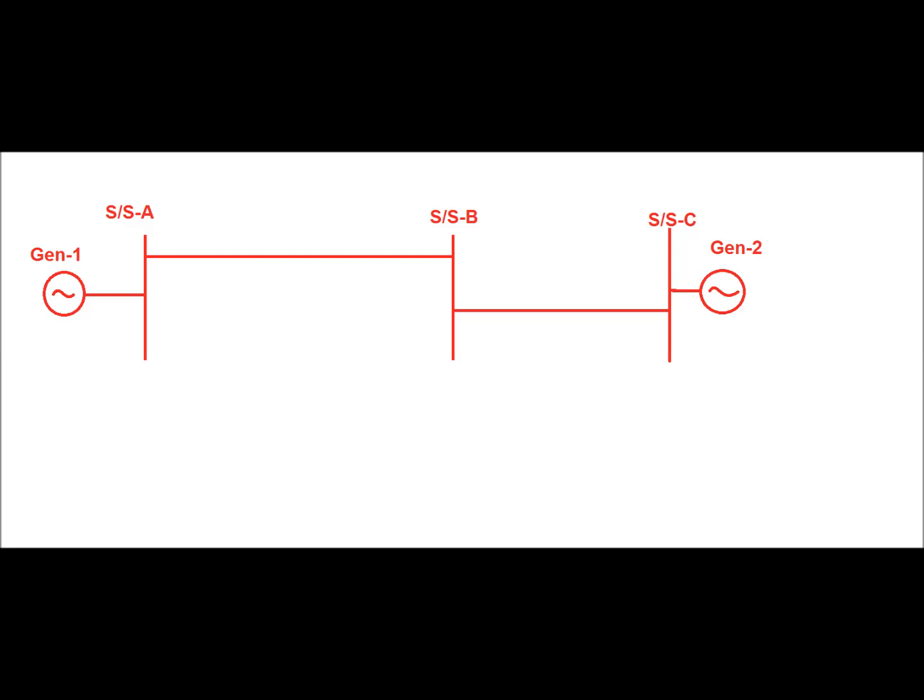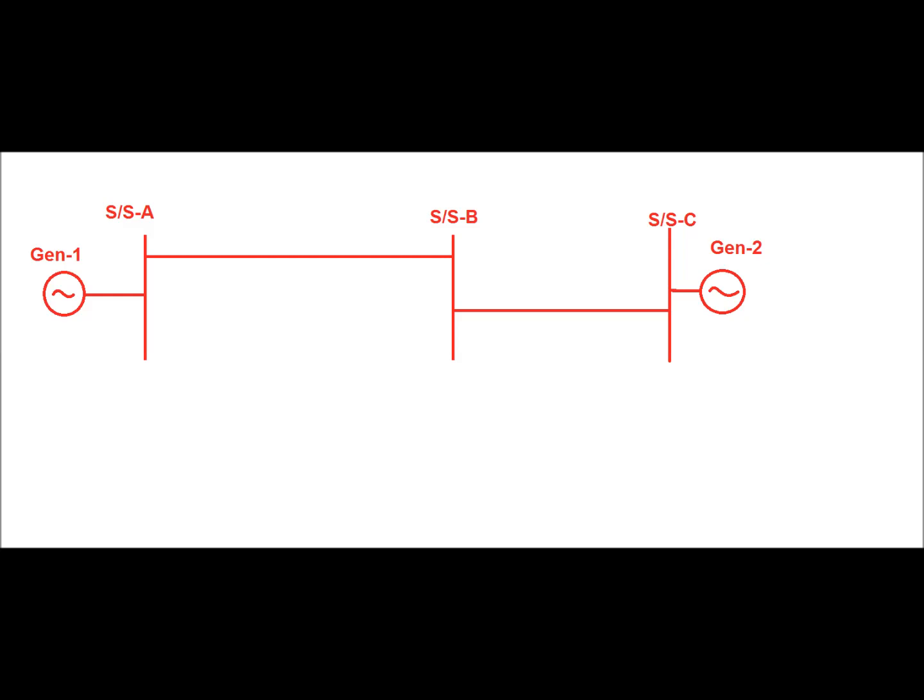Hello friends, today I will discuss different zones in a distance relay. To discuss different zones in a distance relay, we have taken a simple example including three substations, of which substation A has a source of generator 1 and substation C has another source, that is generator 2. And in between substation A and C there exists another substation, that is substation B.